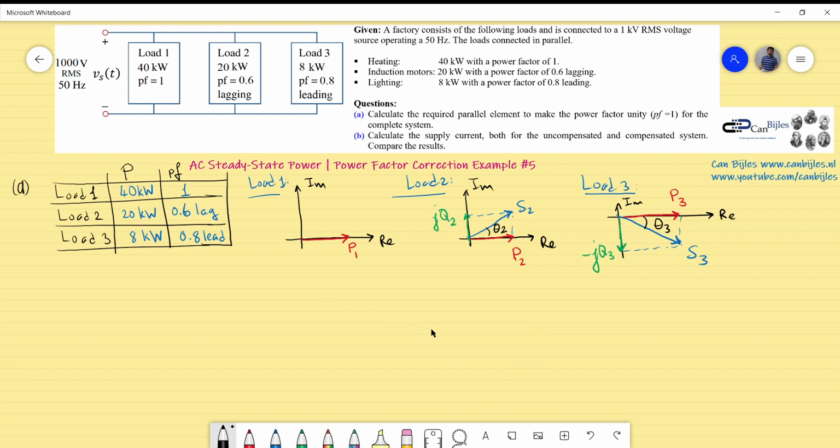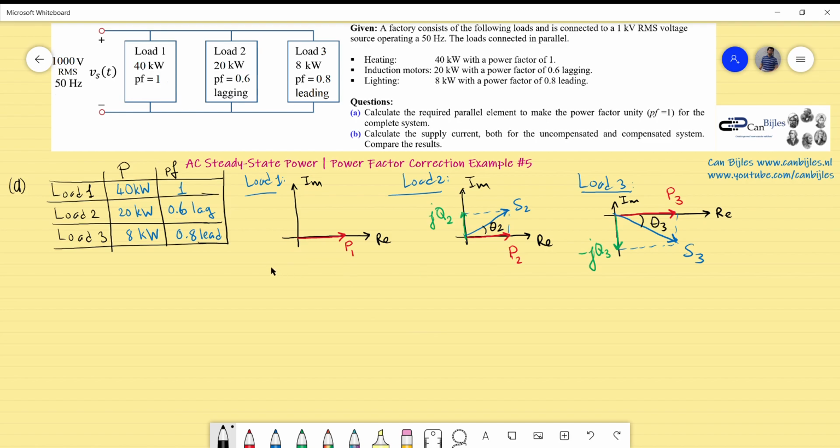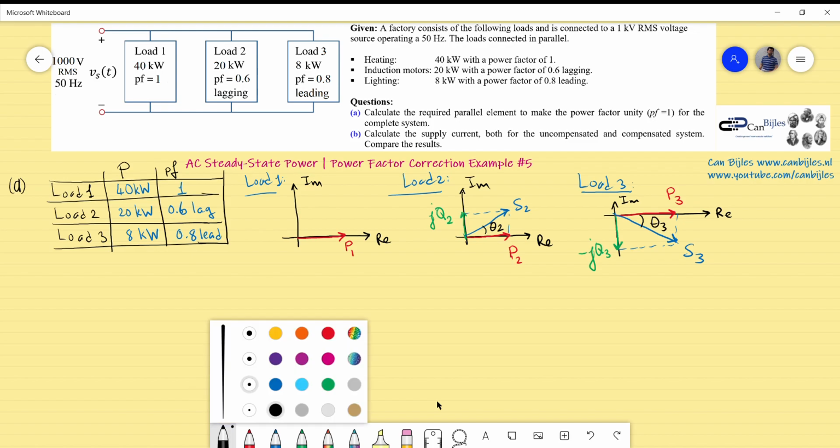For all of the loads, I would like to calculate and denote the real powers, the phases, and also the P's, the Q's and the S. I will do that for all of the loads. So let's start with the situation for load 1. What do we have? The situation for load 1 is as follows.